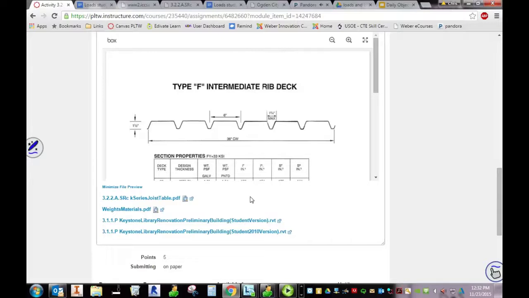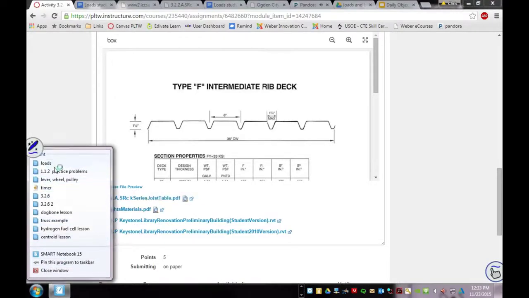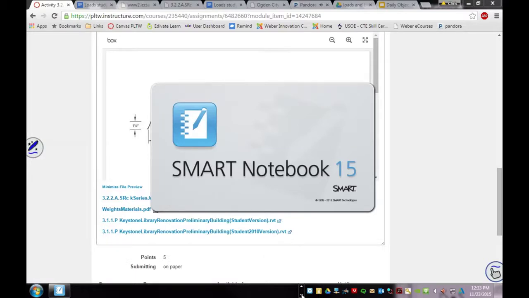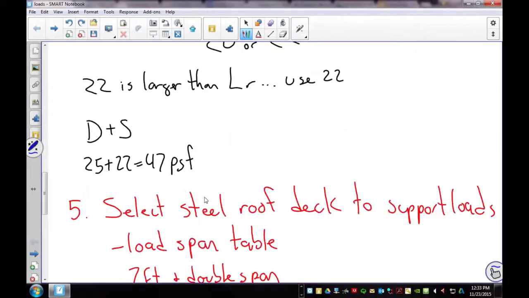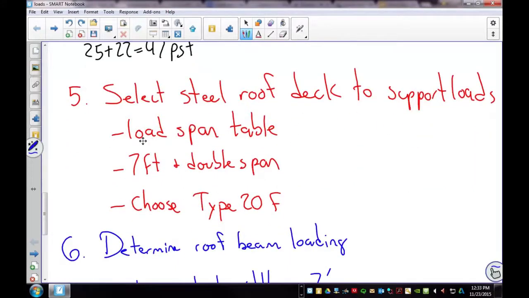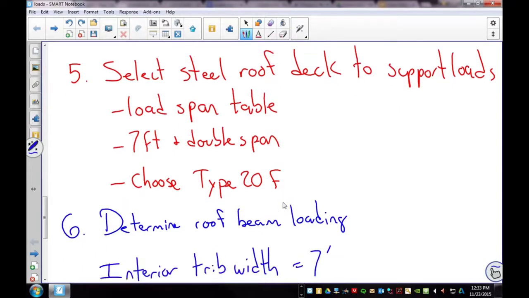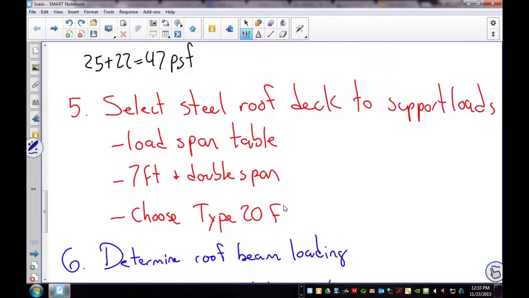Okay? So now, in your notebook, step 5, go from 48 and go all the way over to the left. What type of double deck is that? A type 20. So go ahead and write choose type 20 roof deck. Guys, see how this is all coming together? That's how they make all these decisions. Okay, next. We looked at our load span table, 7-foot double span. That's how we got to a type 20. All right, last thing. Step 6, determine roof beam loading.